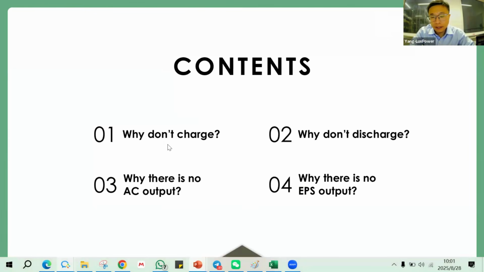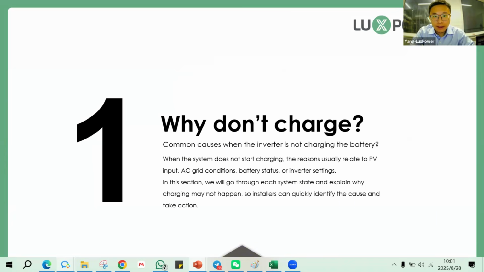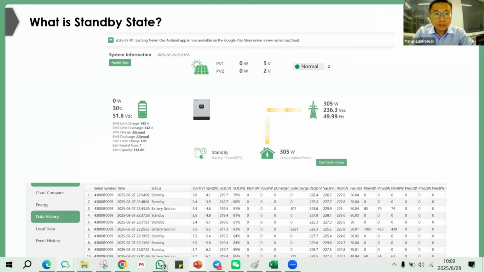So why the inverter doesn't charge its battery in the different states, and why is that happening? There are a lot of different reasons or cases that lead to this problem. Like your PV input voltage is not enough, or the AC grid condition has failed, or what kind of battery status there is. Is it forbidden to charge or forbidden to discharge, or is there some warning in your inverter? Today we will go step by step. First of all, I will explain what the state or status is.